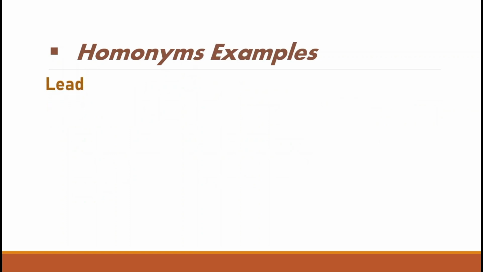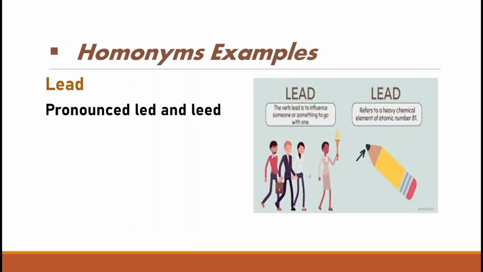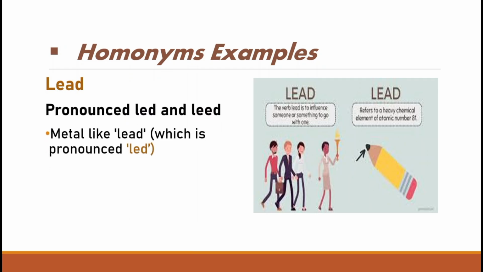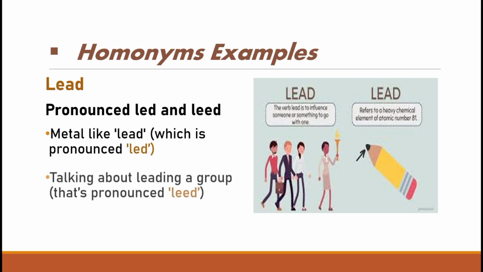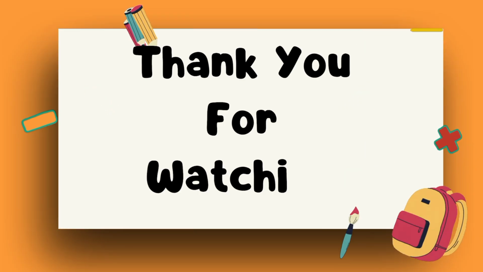Now let's look at an example of homonyms. We have a spelling on screen which is L-E-A-D. The same spelling is pronounced in two ways, lead and lead. When it is pronounced one way, it is referring to a certain type of metal, and when pronounced the other way, it means taking charge of the group. But in order to understand these meanings, you need to first understand the context that these words are being spoken in.